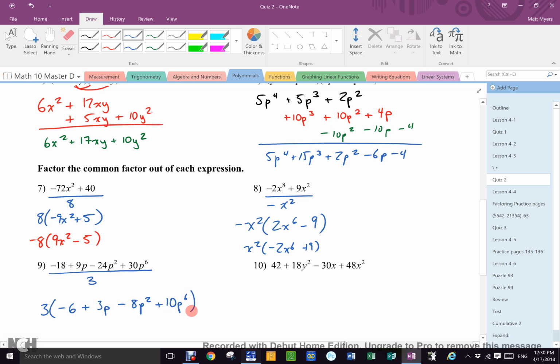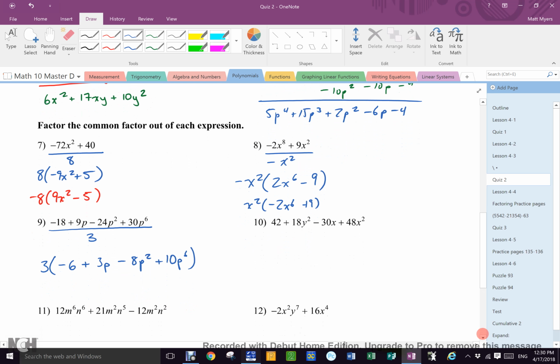If you got to there, am I happy? Yes. Would we write that a different way if this were a perfect world and you were all A+ university honor students? Yeah, we'd move the 6 to the front, then the p squared, then the p, and this 6 at the end. In a perfect world, this would be written 3 times 10p to the 6th minus 8p squared plus 3p minus 6. But this question was written in the wrong order, wasn't it? So it's okay to leave it like that.